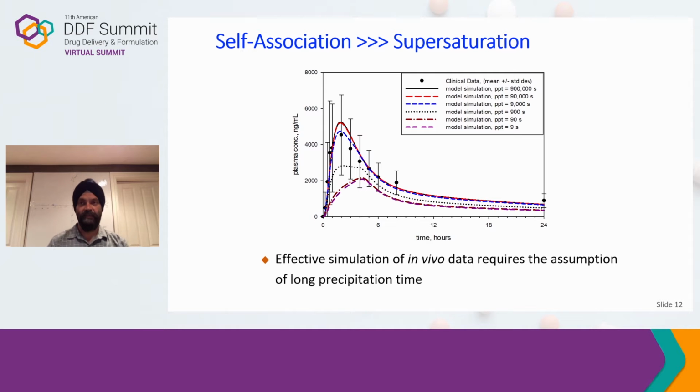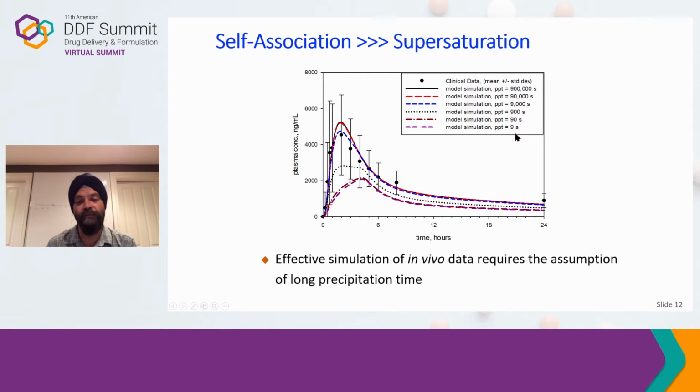Now, this is an example of a small molecule compound where the drug self-associates, the drug associates with itself. And the data I'm showing here is the plasma concentration time profile of this drug in the clinic. So those black dots are the clinical data with the standard deviations as shown. And those dotted lines and the solid lines are the modeling and simulation in GastroPlus. And in this modeling and simulation, we have used precipitation times, which are shown in the insert, from 9 seconds all the way to 900,000 seconds.